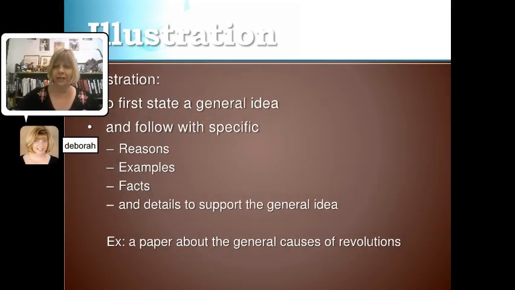Now, the second type of organizational pattern is known as illustration. This is when you're using examples in order to explain a more complex point. So the first thing you're doing is stating a general idea, belief, or concept, and then you're following it up with really specific reasons, examples, facts, and details to support your general idea.